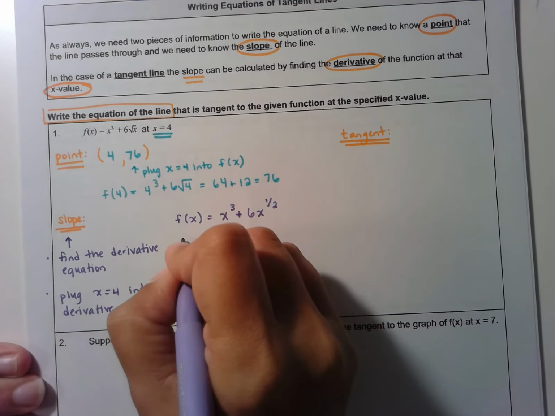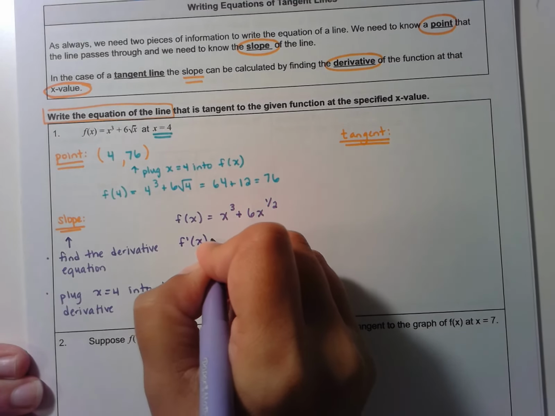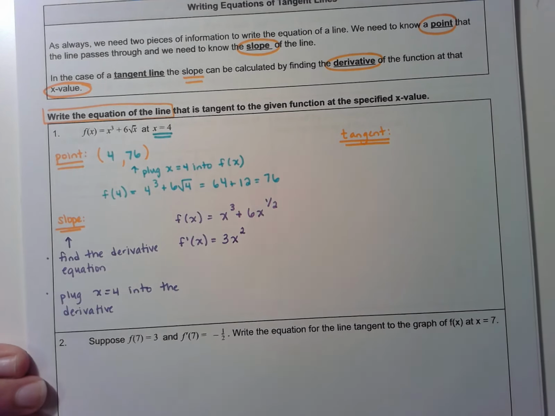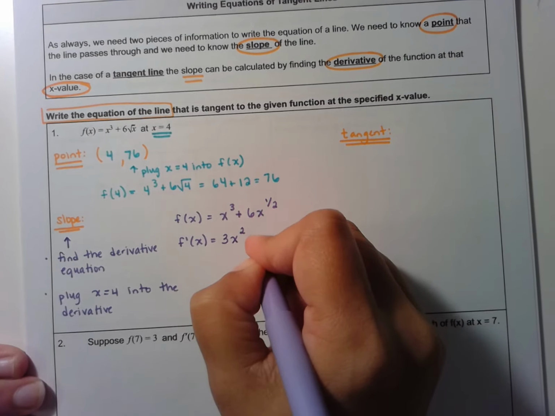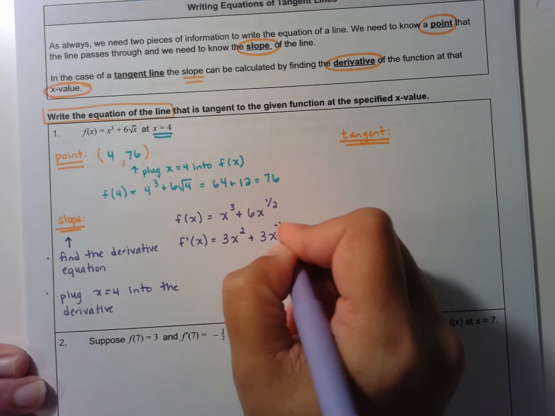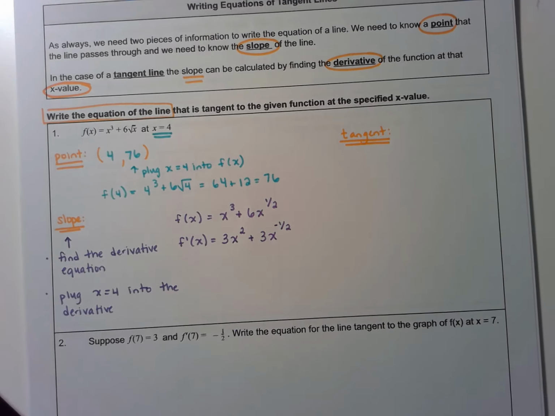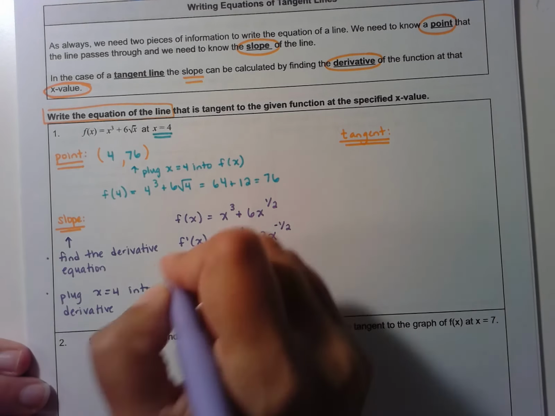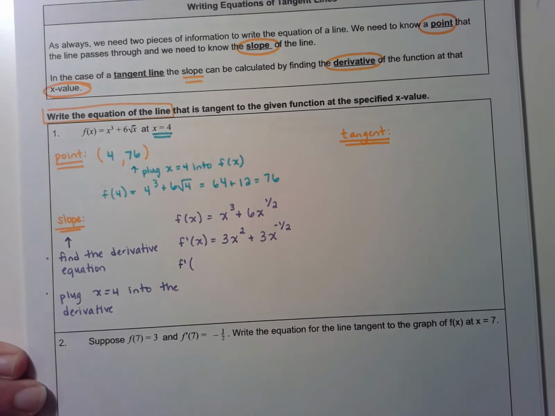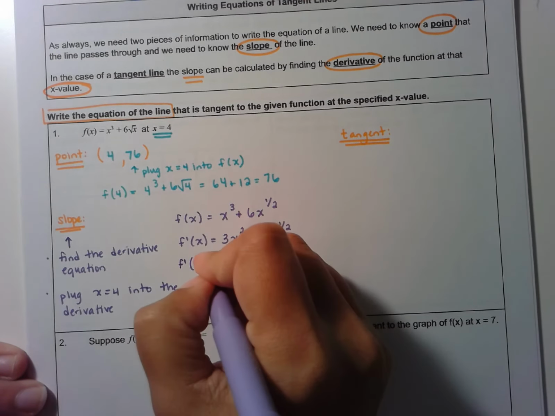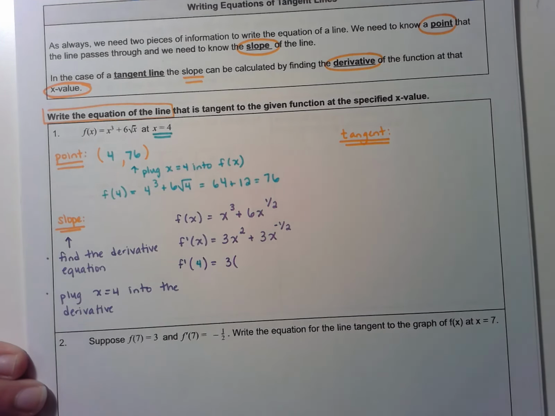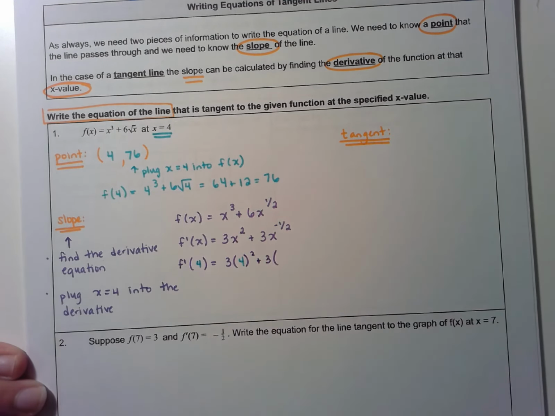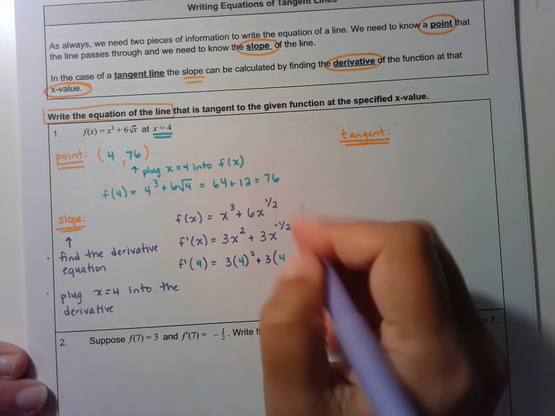Now that's going to make it easier because the derivative here then, I can do just one piece at a time. So I'm going to drop the 3 and subtract 1, 3x squared. Then I'm going to drop the 1/2, which means I get 3 and subtract 1, and I get negative 1/2. So there's my derivative. So I rewrote it, I found the derivative, and now I'm going to plug the number 4 in again. So I'm going to have f prime of 4, which is equal to 3 times 4 squared plus 3 times 4 to the negative 1/2.